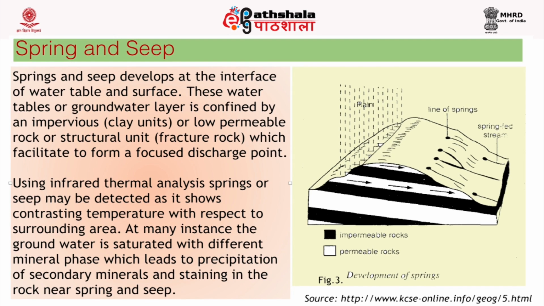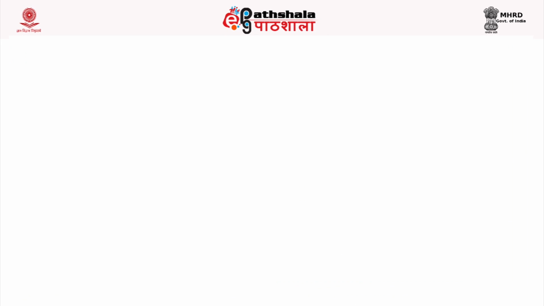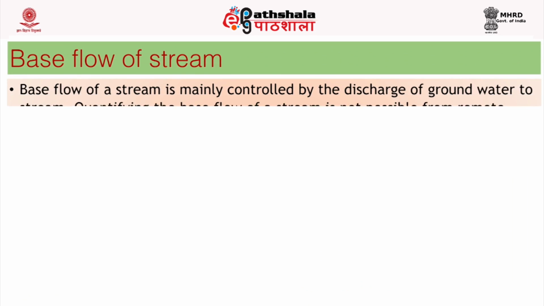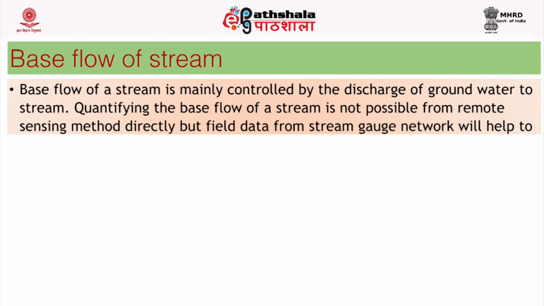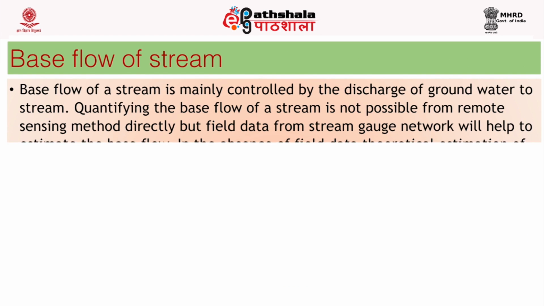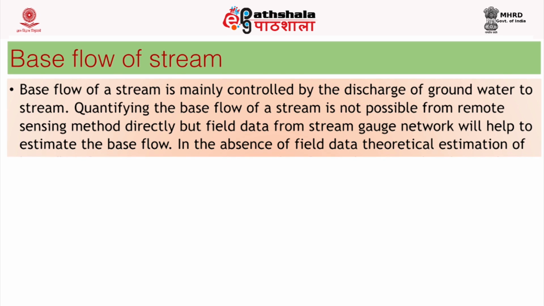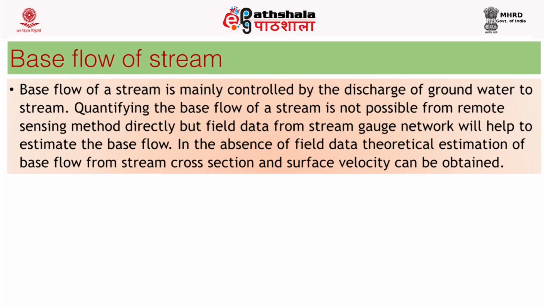Using infrared thermal analysis, a spring or seep may be detected as it shows contrasting temperature with respect to the surrounding area. At many instances, the groundwater is saturated with different mineral phases, which leads to precipitation of secondary minerals and staining in the rock near springs and seeps. So using this also we can find out the position of a spring, and that will let us know about the hydraulic head of that particular area.